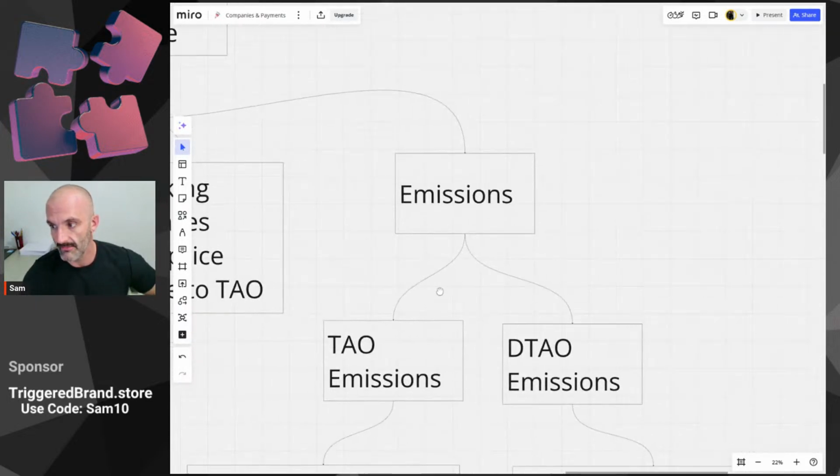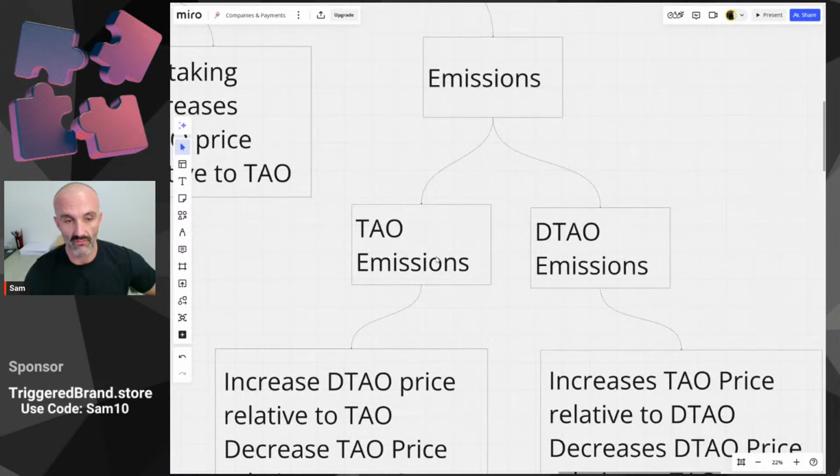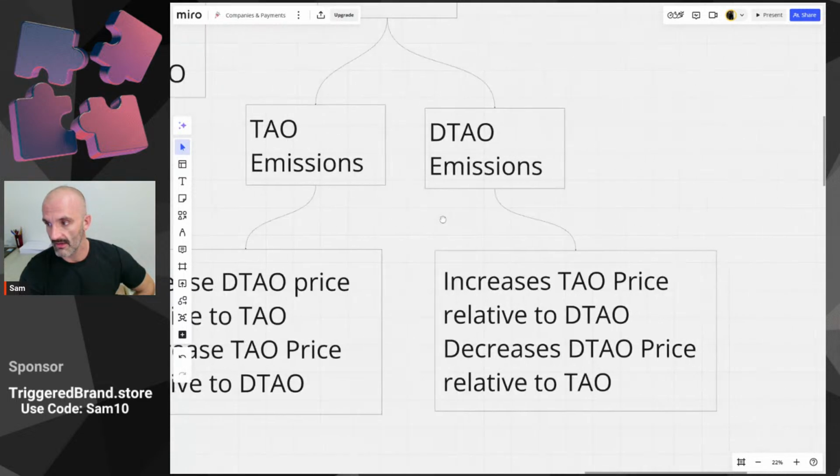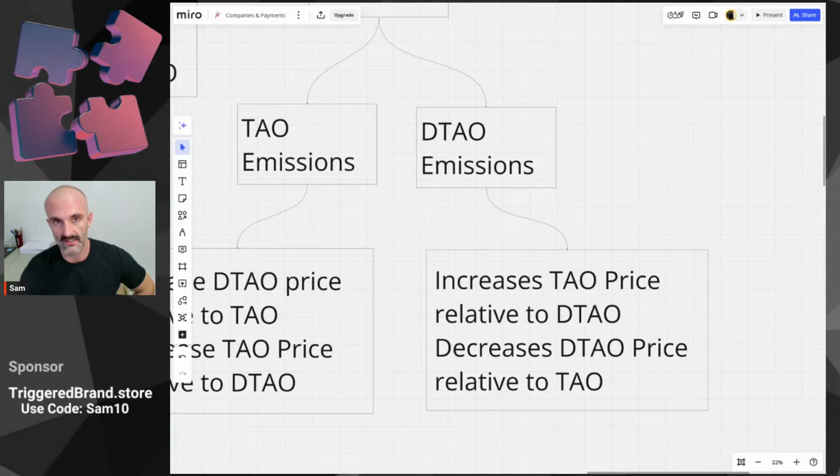So every time the network emits TAO based on that formula of the aggregation of the subnet prices, if it's less than 1, then they're going to emit DTAO. If it's greater than 1, they're going to emit TAO, right? So that's how you can get a lower total emissions than 7,200 TAO per day, because it's not actually going to emit TAO, it's going to emit DTAO into the system. So if the system's emitting TAO into the system, then it's going to increase the prices of the dynamic tokens in each subnet. It's going to decrease the price of TAO.